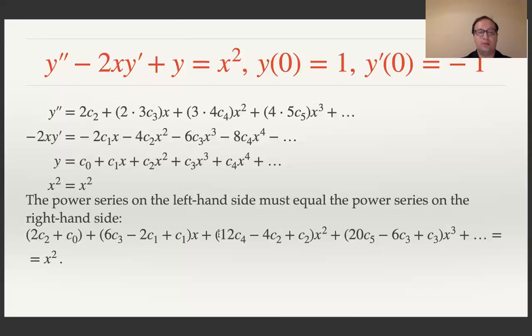And for all the other terms in the same way, we will have three contributions. So the next one is 12c4, so coming from here, and then minus 4c2 and plus c2 times x squared. So these are all the terms that contain x squared on the left-hand side.